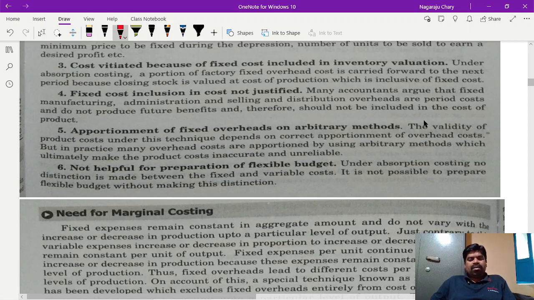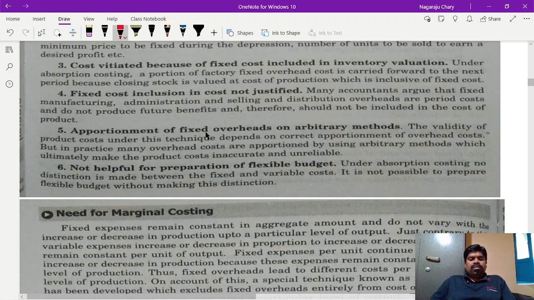Many accountants argue that fixed manufacturing, administrative and selling distribution overheads are period costs and do not produce future benefits, and therefore should not be included in the cost of product. So fixed cost may not give any justification. So how is the justification not given?